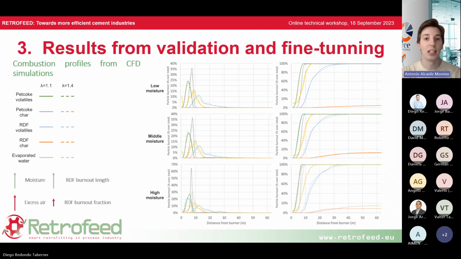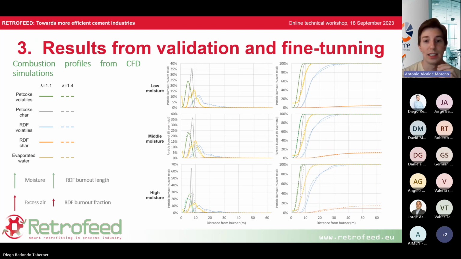Okay, here are some results from the validation and the fine-tuning we have developed. These are results from the CFD simulations we performed. We did a set of 6 simulations with 3 different RDF, let's say, statistically representative mixtures, and also with 2 different RXS from the secondary air that is entering into the kiln.